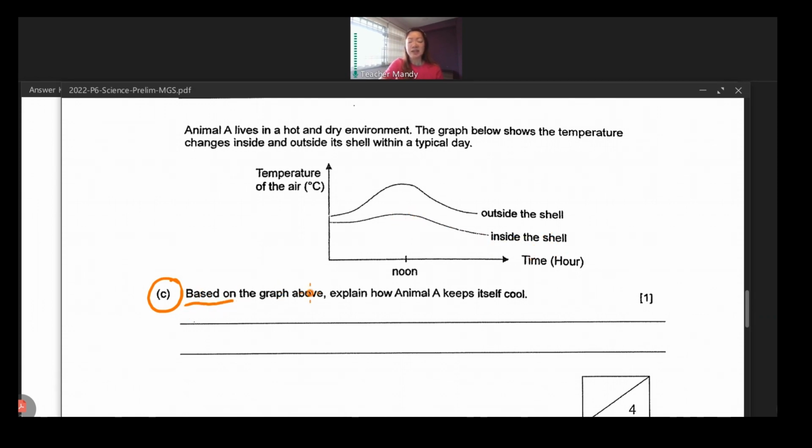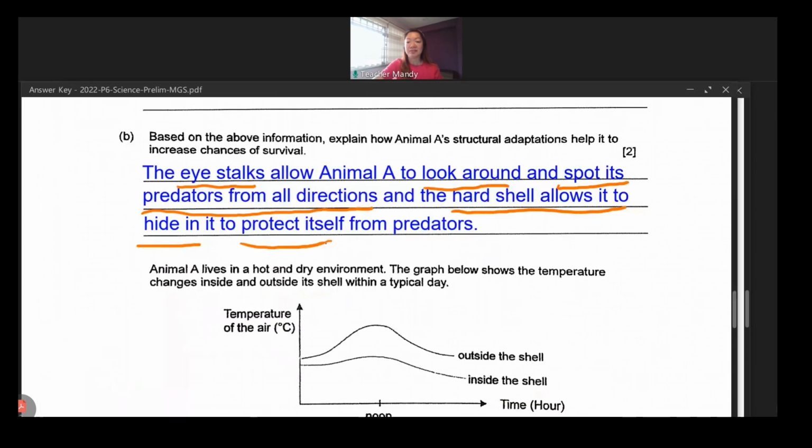Again, based on the information given, based on the graph above, explain how animal A keeps itself cool. So generally, it's about retracting into the shell. However, beyond that, you also have to explain how keeping itself inside the shell helps to keep it cool. Okay, so how do we actually write this out?